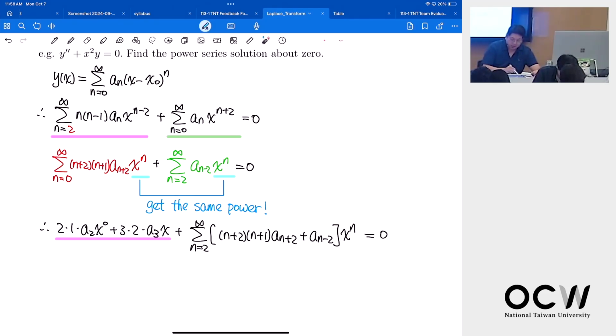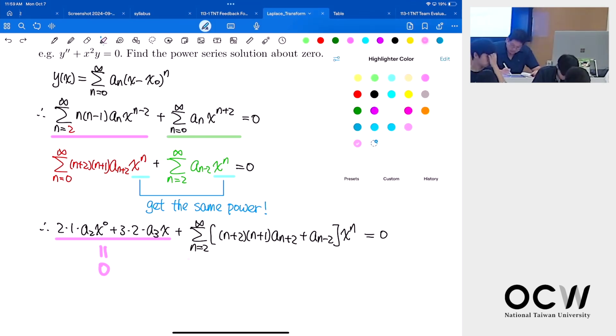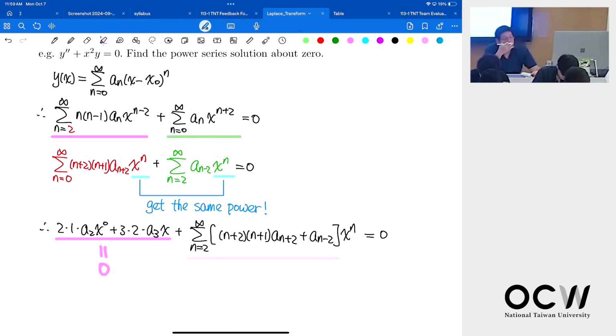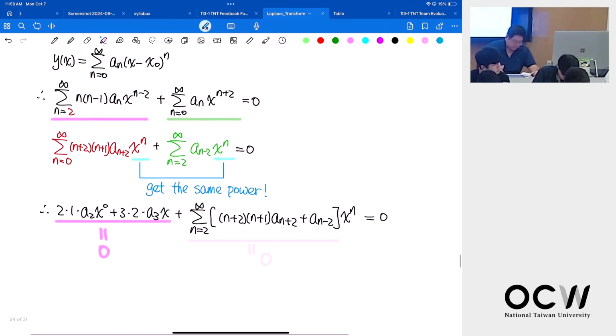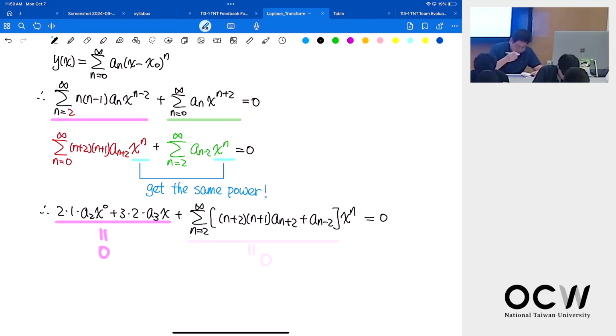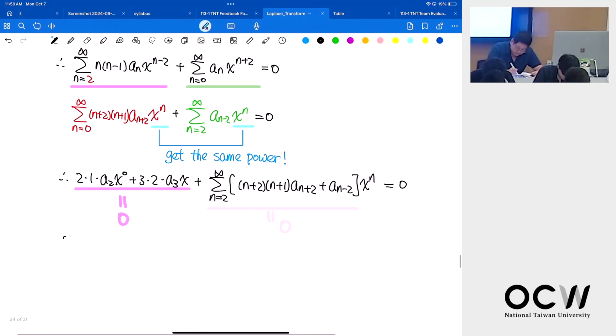Alright, so this equation should be 0 unless this is 0 and this term is also, so this should also be equal to 0. For the purple one, we have a2 equals 0 and a3 is 0. So we found the coefficients a2 and a3.